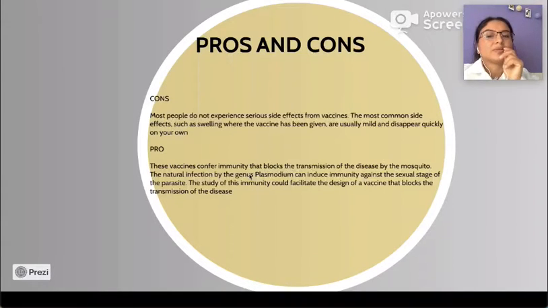Pro: The vaccine confers immunity. The immunity blocks the transmission of the disease by the mosquito. Natural infection by the genus Plasmodium can induce immunity against the sexual stage of the parasite. The study of the immunity induced by vaccines shows they can block the transmission of the disease.